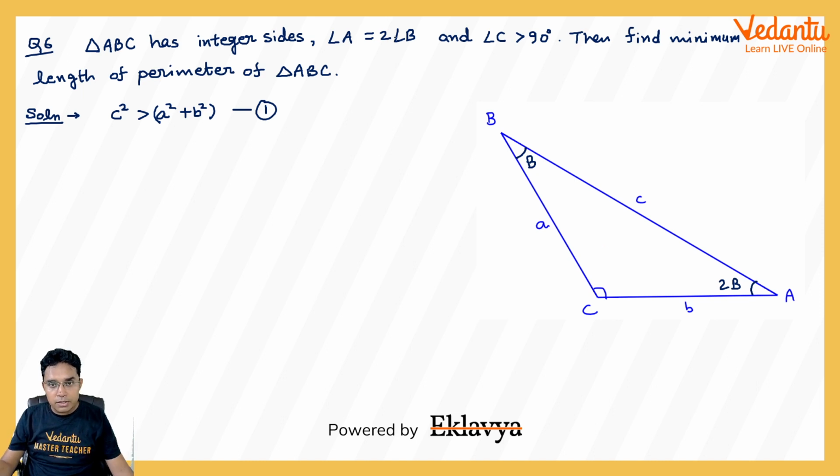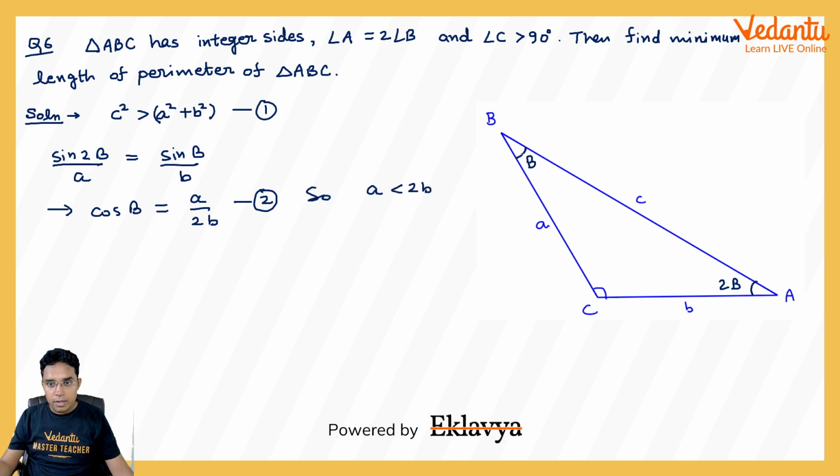Now we are given A is equal to 2B, so using the sine rule, I think we can write this as sine 2B upon A is equal to sine B upon B. And if I use the sine 2B formula, we will get cos B is equal to, I think, A upon 2B. Okay. Now from this we can conclude that A is going to be lesser than 2B. Here this B has to be acute because C is obtuse, so this cos B will be positive. So A has to be lesser than 2B. I think this is also going to be a very important result. Let me call this 3.